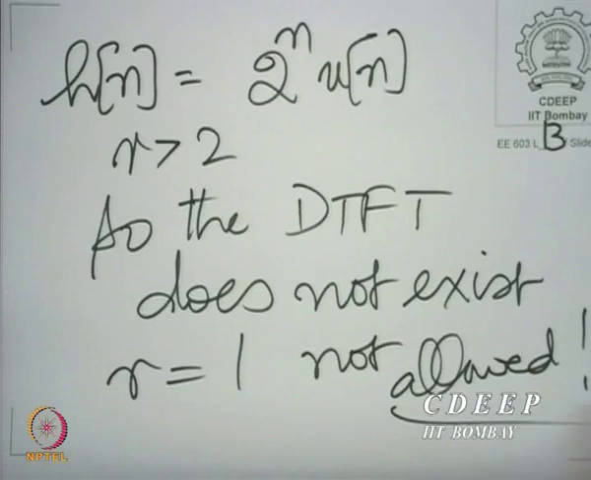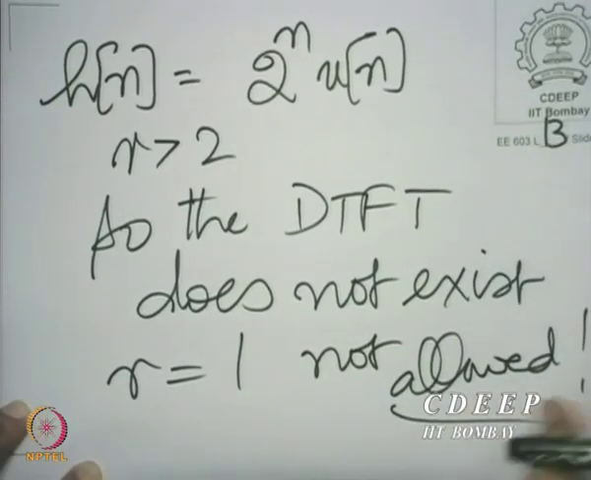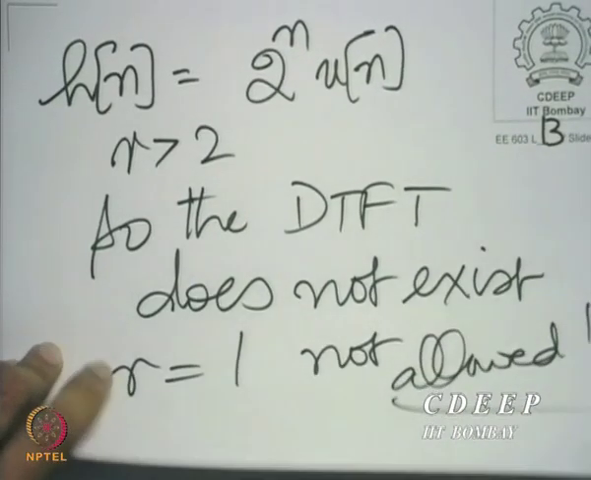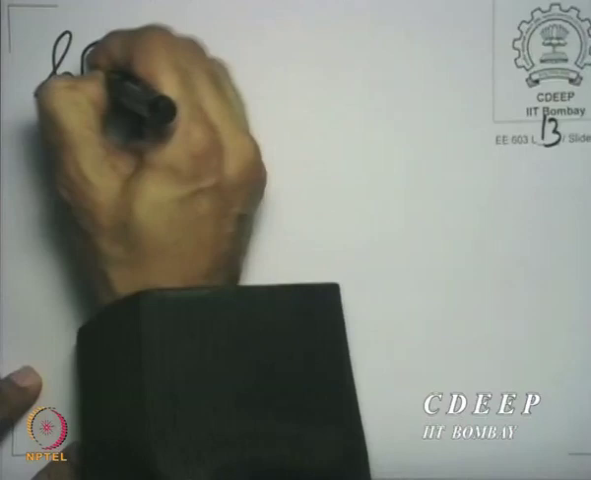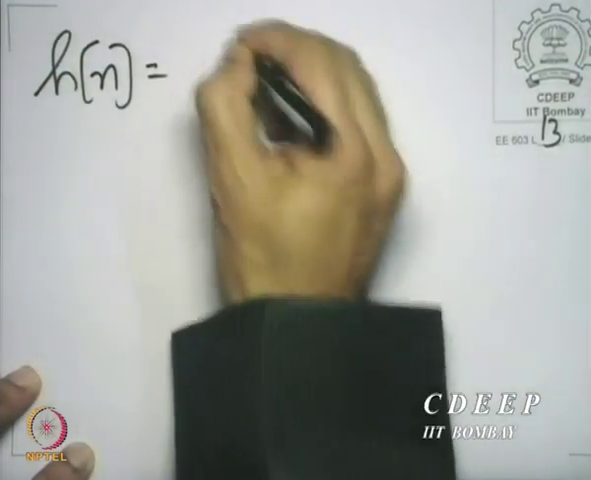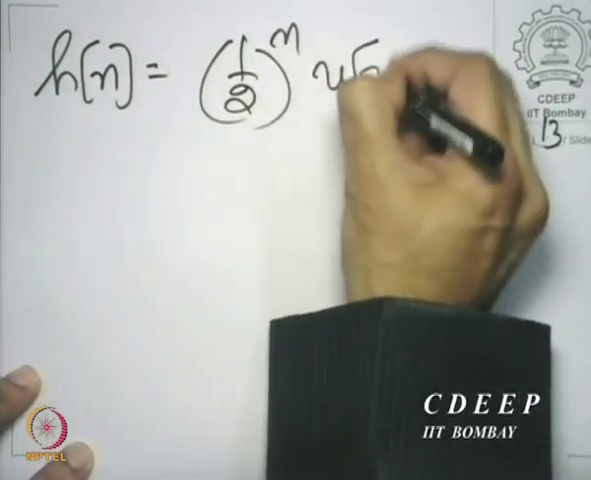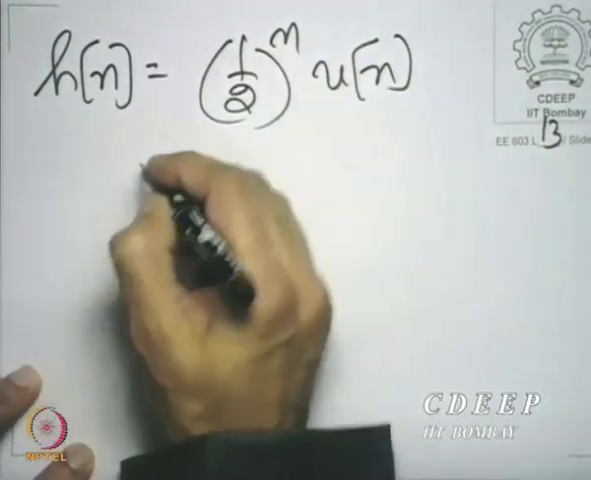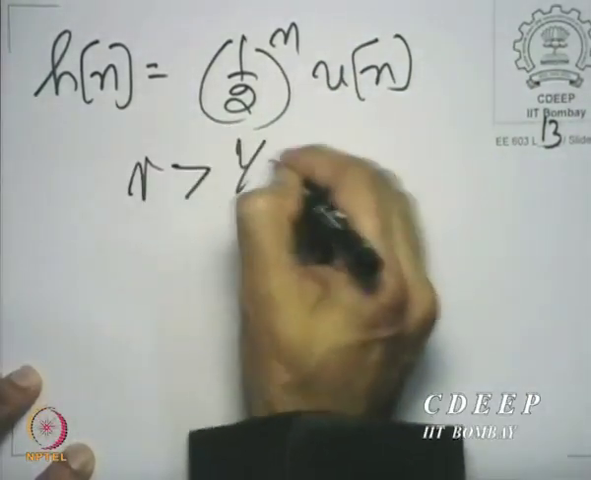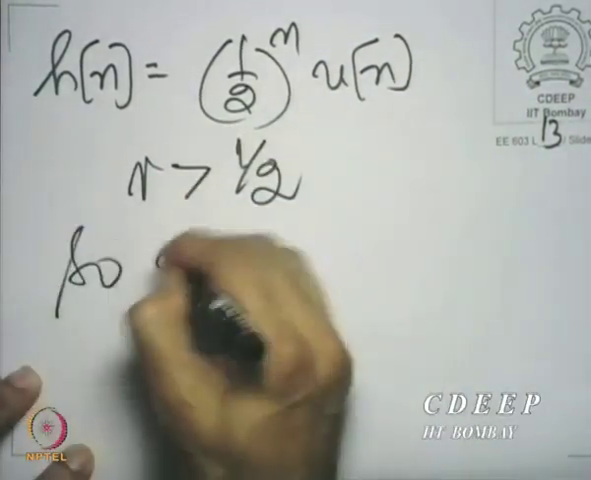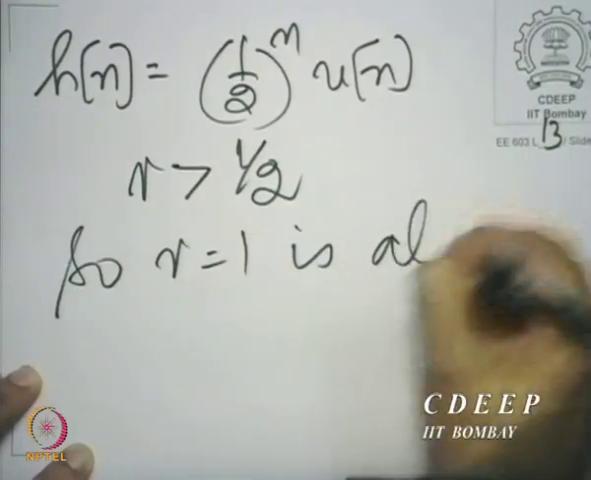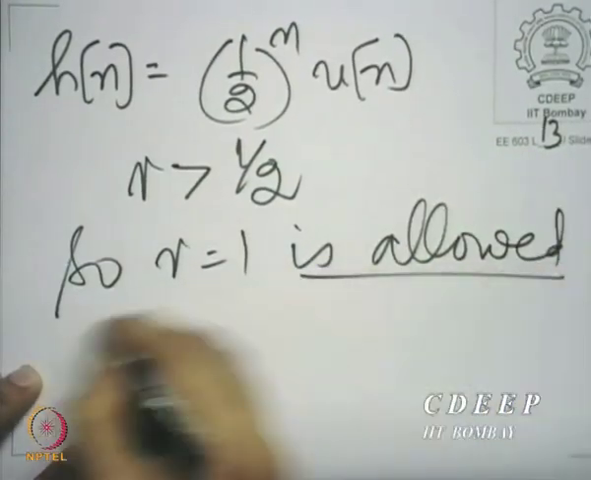But of course, we can always take another example. h[n] is (½ⁿ)u[n]. And indeed, in this case, r needs to be greater than half. So, r equal to 1 is allowed. And therefore, the DTFT exists.